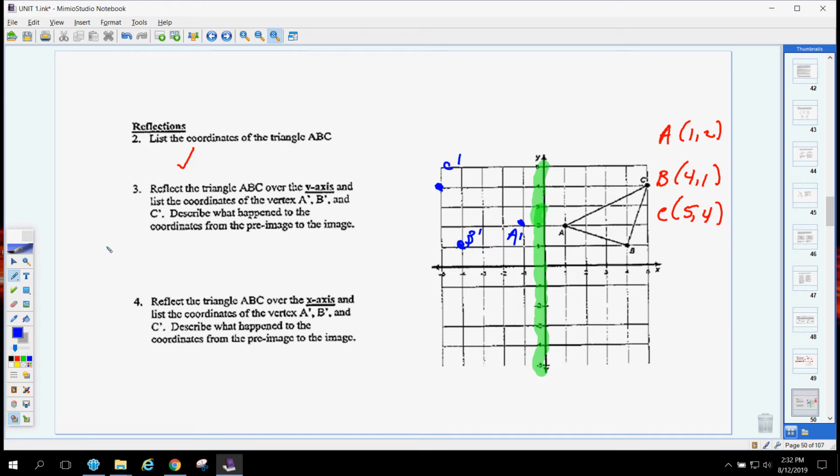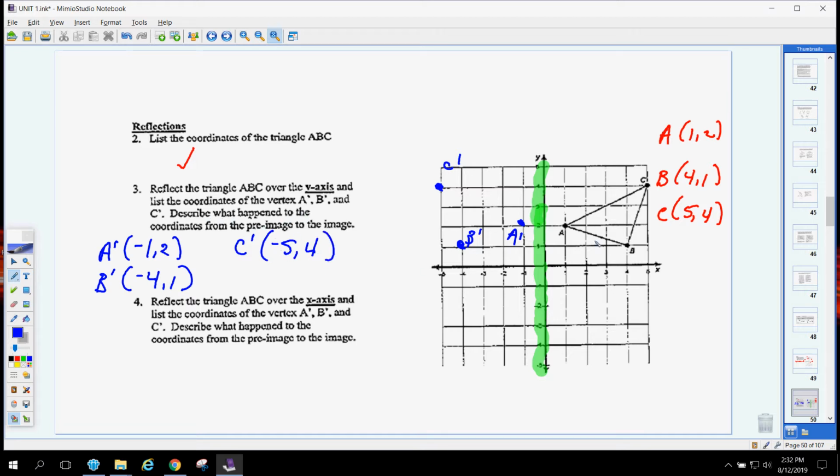Now, how about our A prime, B prime, C prime? Well, A prime is at -1, 2. B prime is at -4, 1, and C prime is at -5, 4. And so what happened, describe what happened to the coordinates.